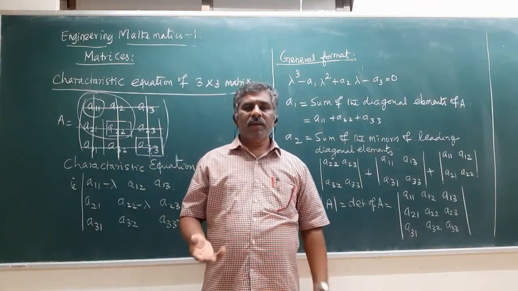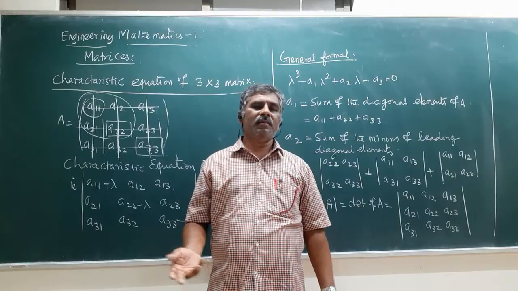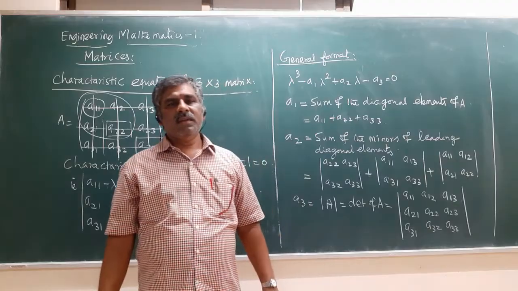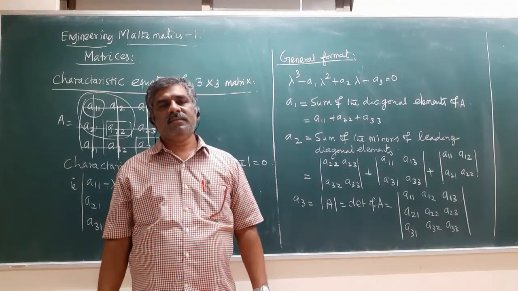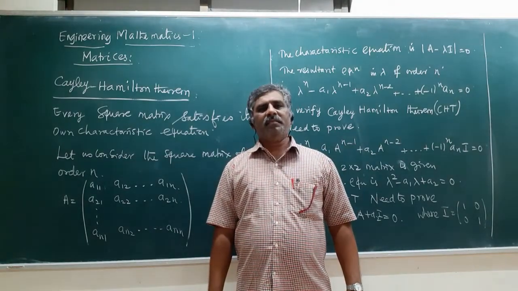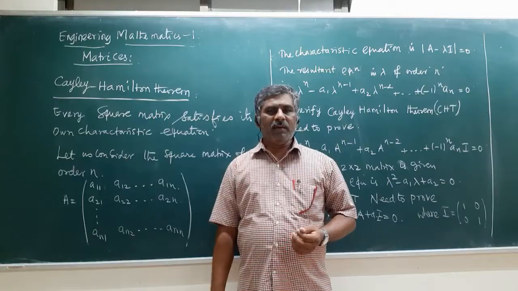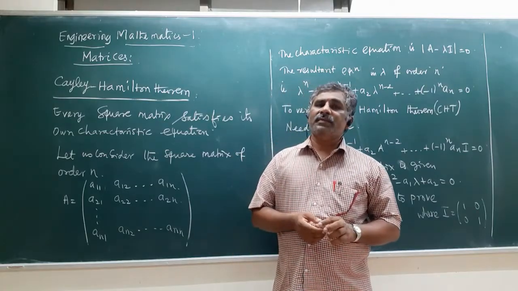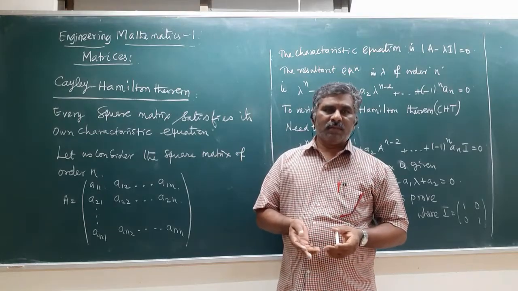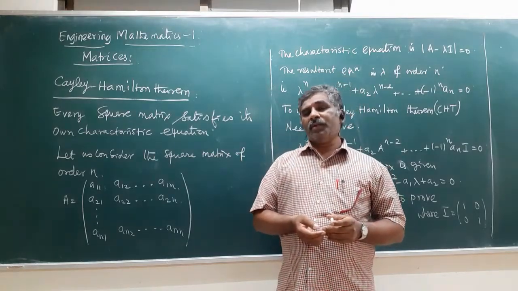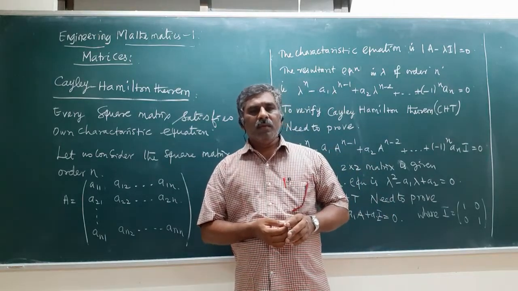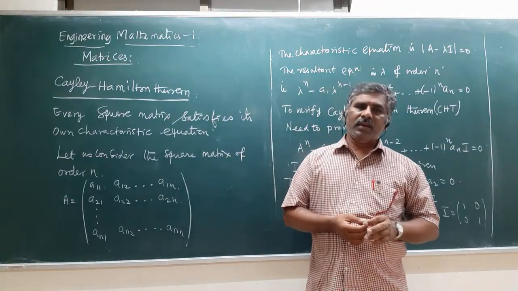Just now we discussed how to find the characteristic equation of a 2 by 2 matrix, and how to find the characteristic equation of a 3 by 3 matrix, and how to verify the Cayley-Hamilton theorem. So what is the statement of the Cayley-Hamilton theorem? Every square matrix satisfies its own characteristic equation. Up to now we have discussed how to form the characteristic equation for a 2 by 2 matrix and a 3 by 3 matrix. Now we consider a matrix of order n.